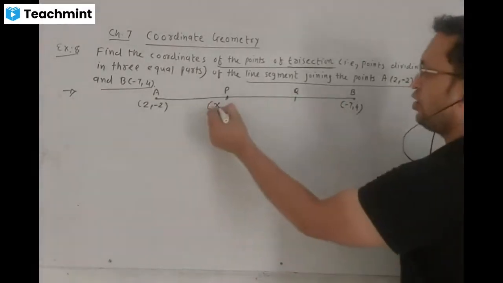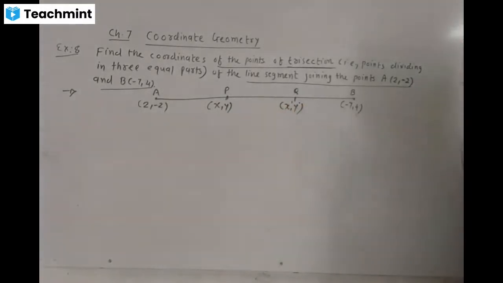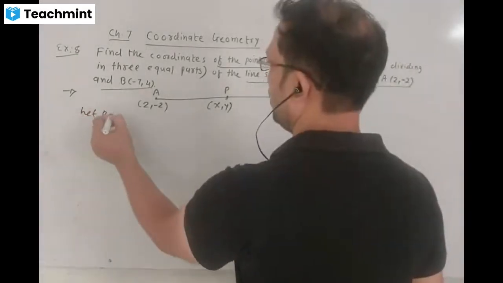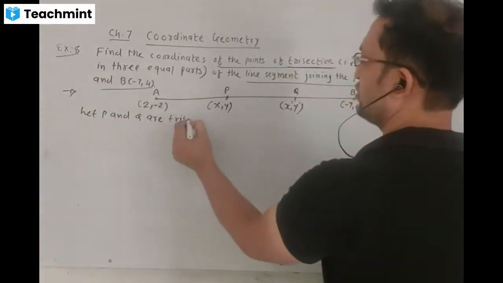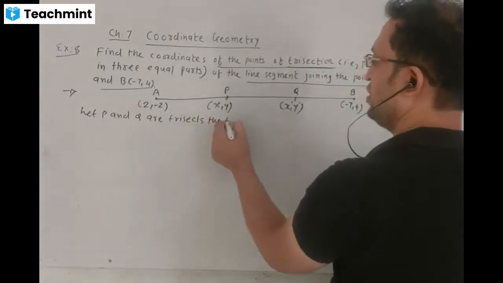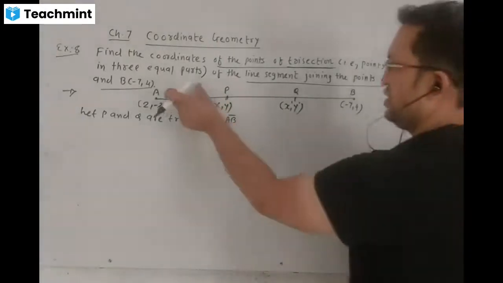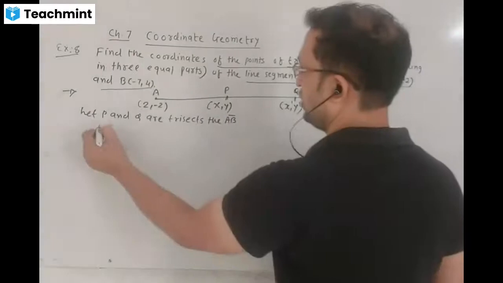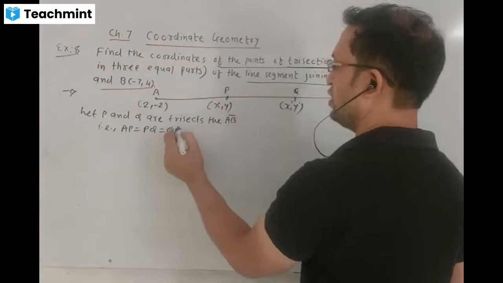Let the coordinates of P be (x, y) and the coordinates of Q be (x', y'). Let P and Q trisect the line segment AB. That means AP is equal to PQ is equal to QB.